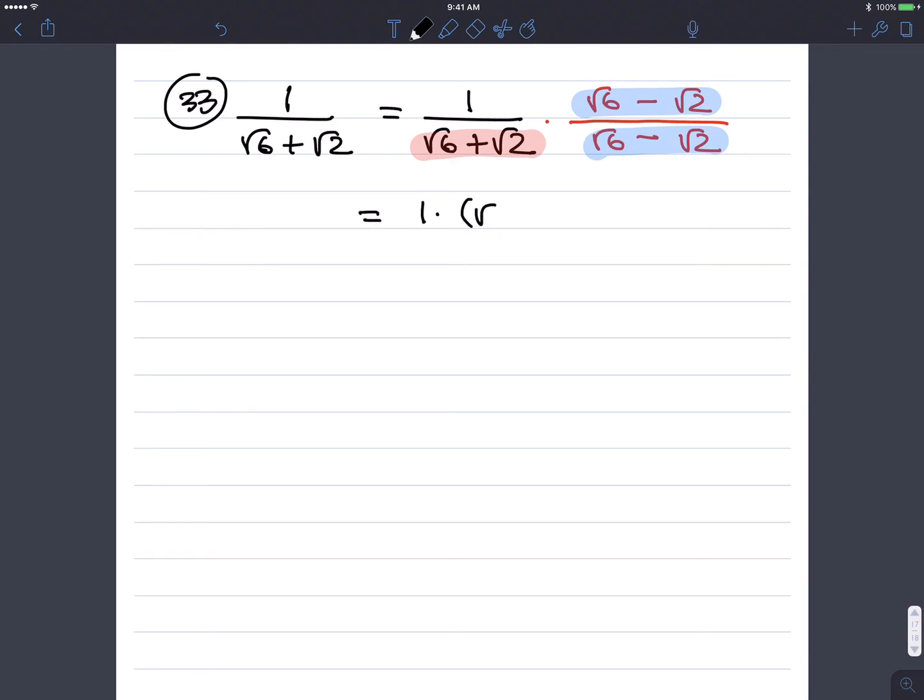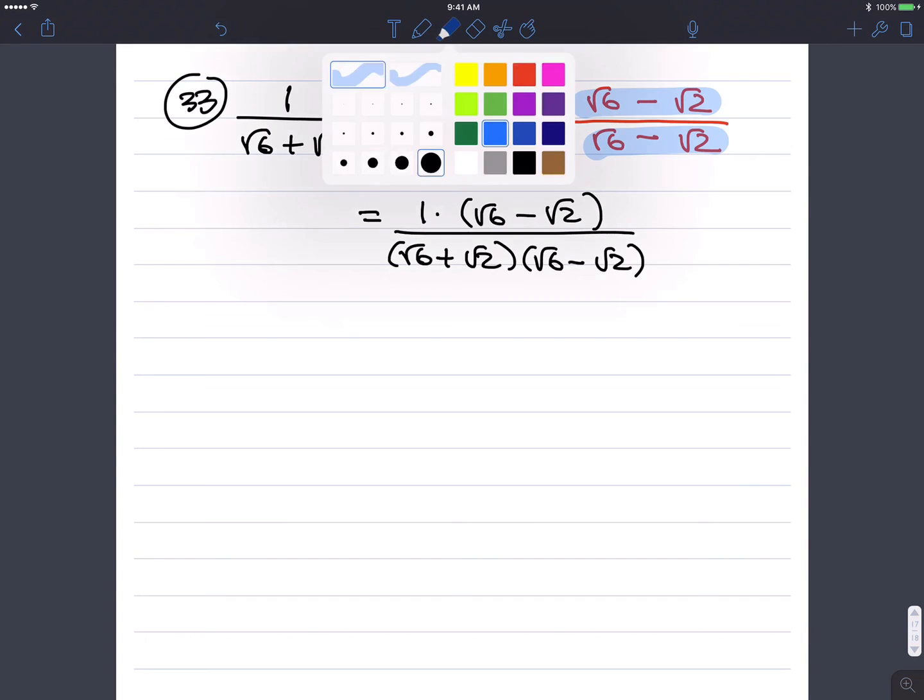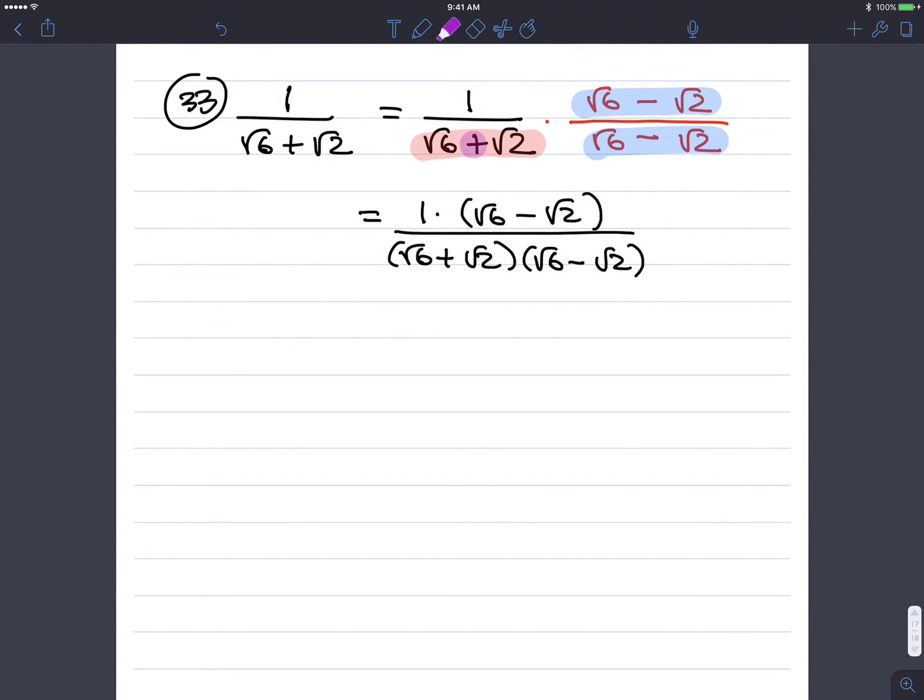Now, one times the square root of 6 minus the square root of 2 in the numerator over the square root of 6 plus the square root of 2 times the square root of 6 minus the square root of 2. So we're multiplying by conjugates. Notice again here, this is what we're saying. Plus, minus. Conjugates.